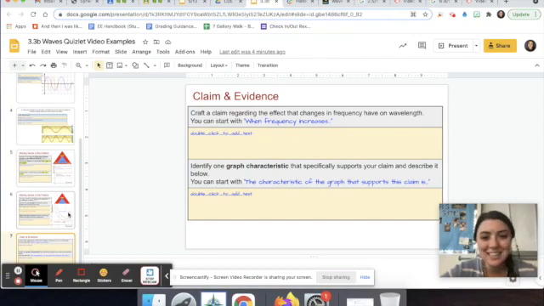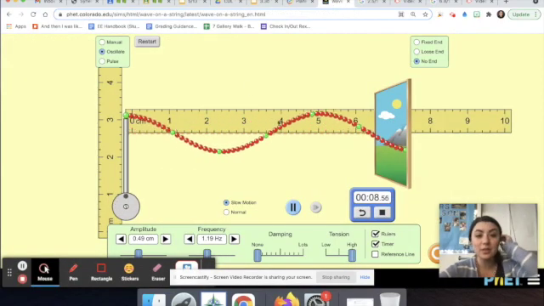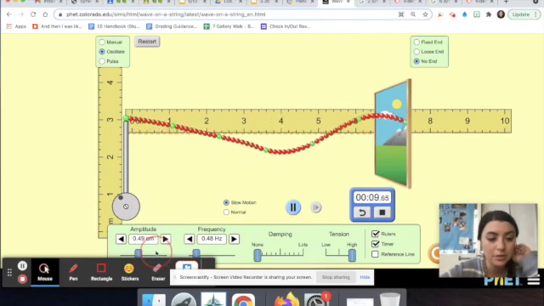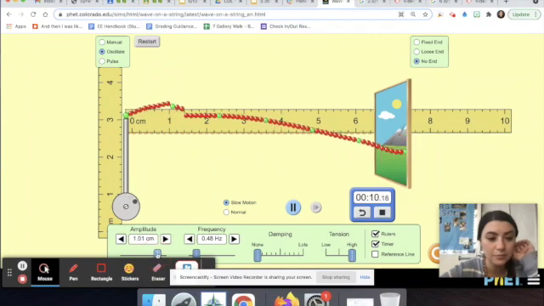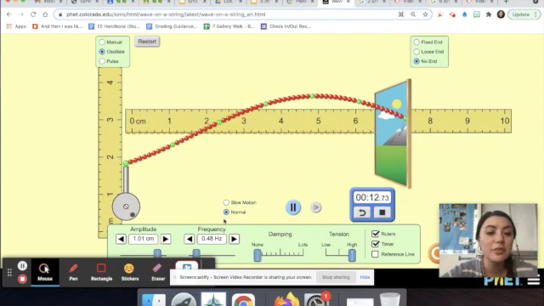All right, and then last slide here that I'm going to go over as an example. This says, craft a claim regarding the effect that changes in frequency have on wavelength. So basically, when we increase our frequency, what is happening to our wavelength? So I'm going to go to the PhET simulator, and I'm going to take it off slow motion, and I'm going to start frequency really low, and I'll make the amplitude a little bit bigger so we can see it. There we go, normal. So there's my wave.